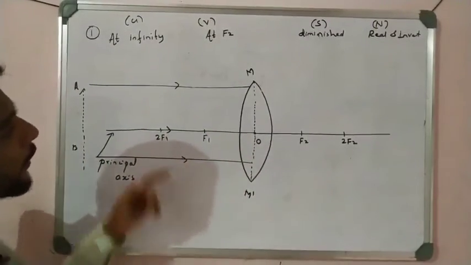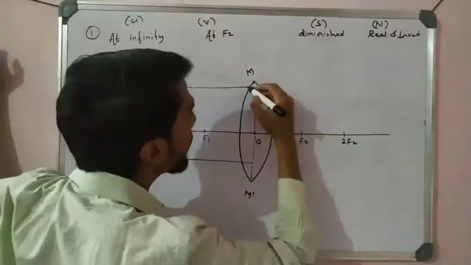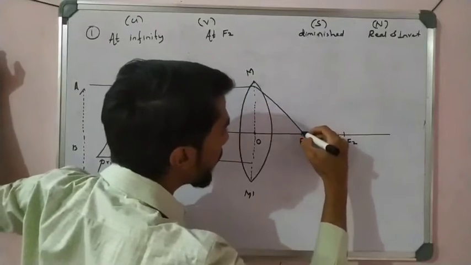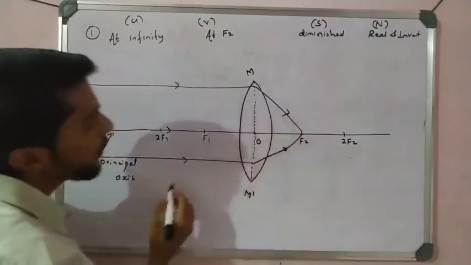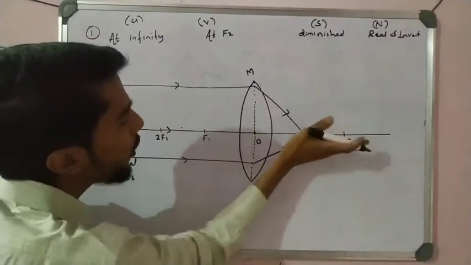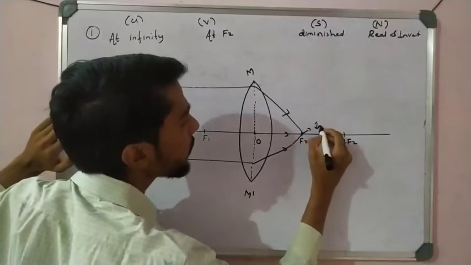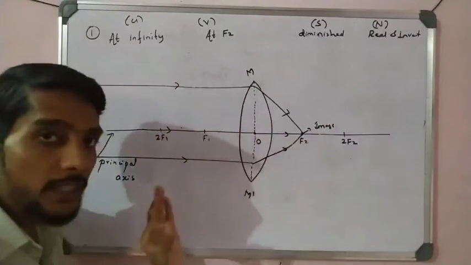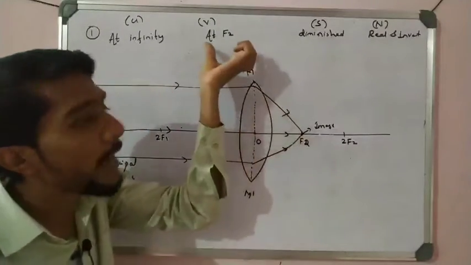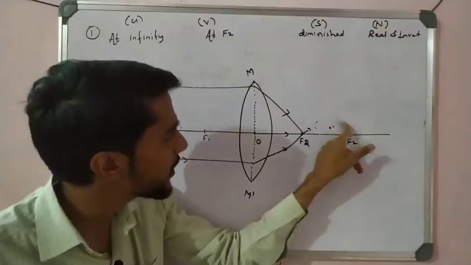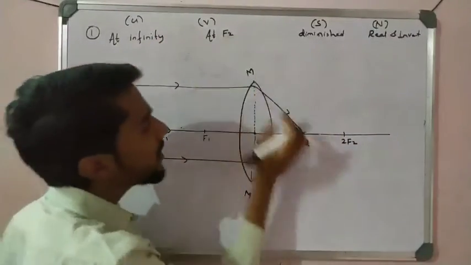When the light rays are parallel to the principal axis, after refraction they meet at a point F. This is the ray. And this is the ray which passes through O; it goes without deviation on its straight path. So this is the image. Now the image is formed at F2, correct? At F2. This is the image, no need to label it. As the object is at infinity, the image is at F2.